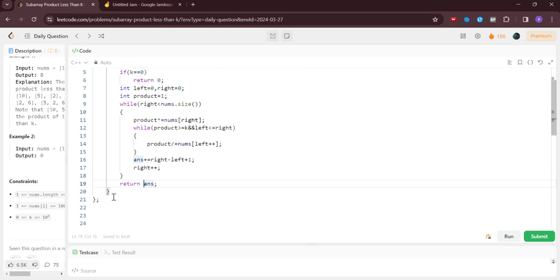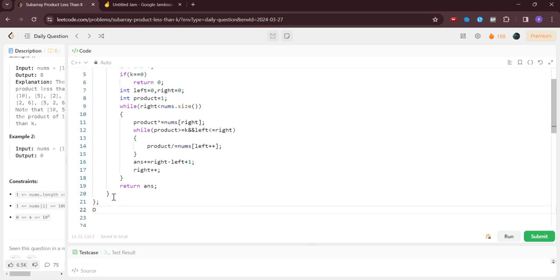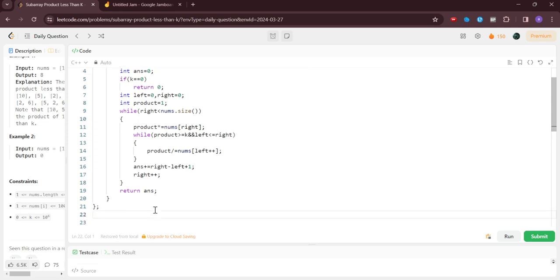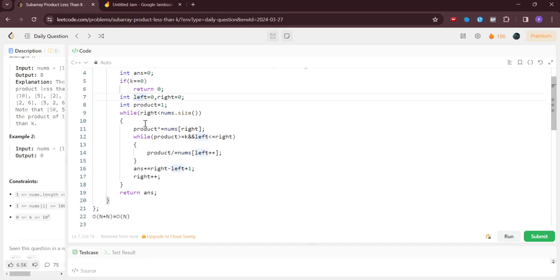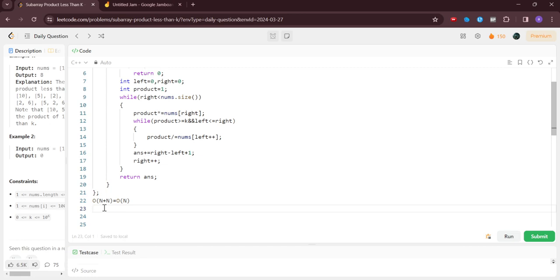If we come to the time and space complexity, for the time complexity we are going to do one loop, so it is going to be big O of n, and then maybe we'll be moving the left till the end of the array, so it is going to be big O of n, big O of 2n, which is approximately big O of n itself. And now for the space complexity, here we are not taking any extra space, we are just taking only the variables, so it is going to be big O of 1 space complexity itself.